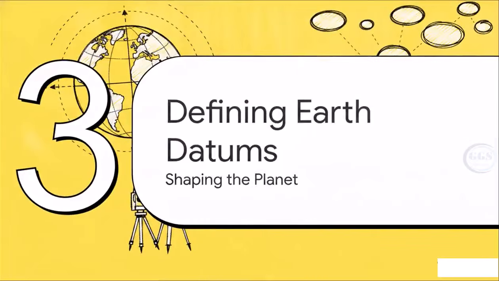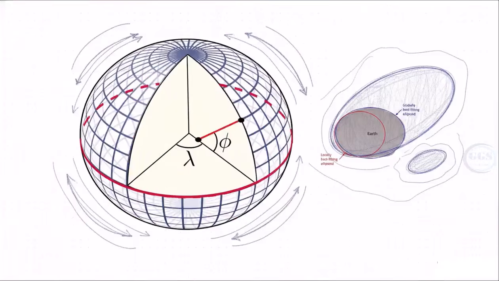Section 3. Defining the Earth with datums. Now, what's really interesting about this slide is that because of gravity and rotation, the Earth isn't a perfect sphere. It's actually irregular. So datums solve this by using mathematical models called ellipsoids, basically slightly squished spheres, to approximate the Earth's real shape. But fitting that ellipsoid to the real world is super tricky. A globally best-fitting ellipsoid gives you a good average for the whole planet, whereas a locally best-fitting ellipsoid is dialed in and much more accurate for a specific region or continent.